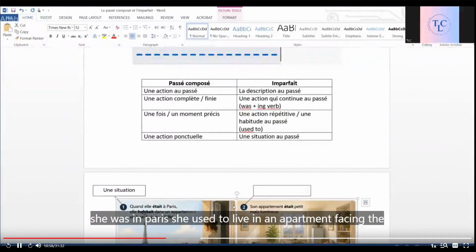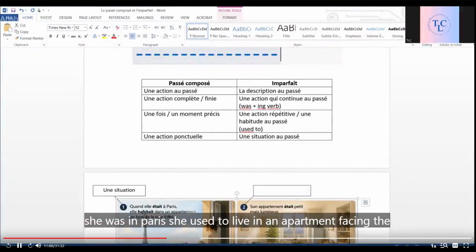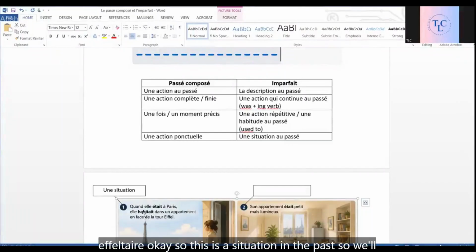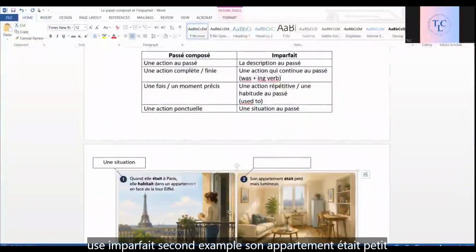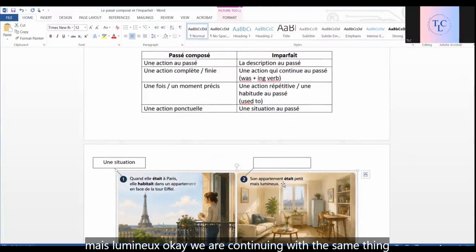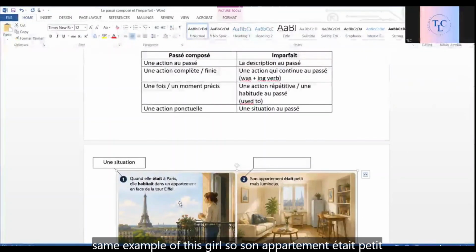She was in Paris, she used to live in an apartment facing the Eiffel Tower. Okay, so this is a situation in the past, so we'll use imparfait. Second example, son appartement était petit mais lumineux. Okay, we are continuing with the same example of this girl. So, son appartement était petit mais lumineux.